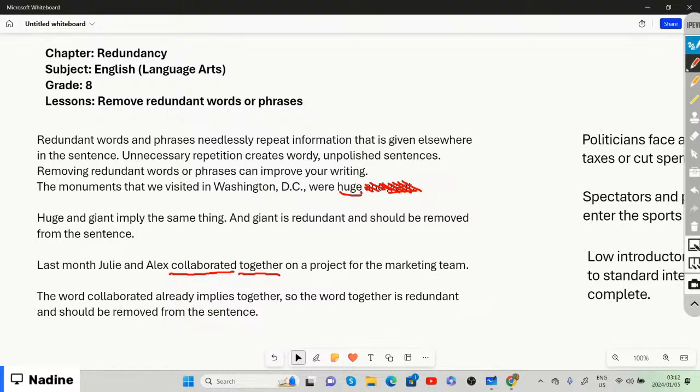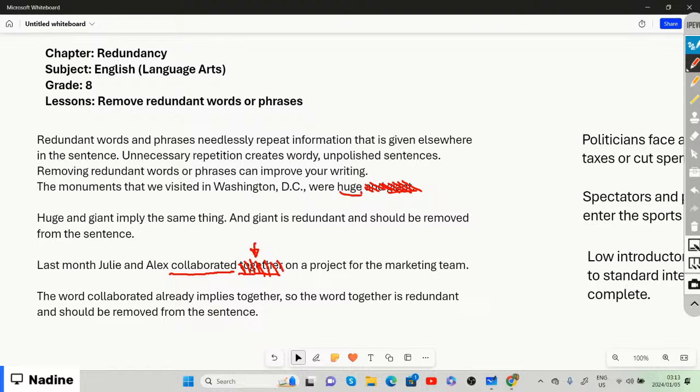Because the word collaborated basically implies together. So either we're just going to use collaborated, right? Because now the unnecessary word that is being repeated is together. Together is a word that means almost the same thing as collaborated, which means that the word collaborated already implies togetherness.